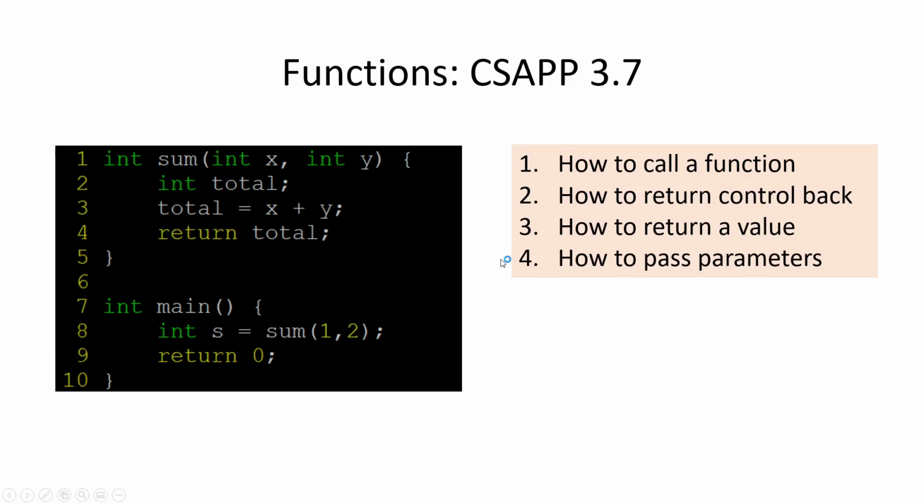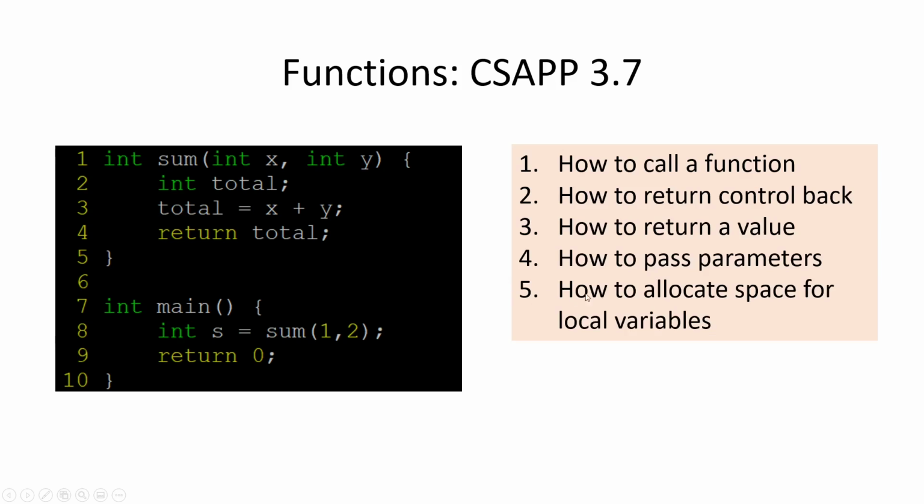I need to know how to take care of that. This is going to be the responsibility of the caller to take care of those. And then how to allocate space for local variables. Like right here I'm initializing total. This is going to be one of the responsibilities of the callee. And they're going to get their own little space in the calling convention where these things are taken care of.